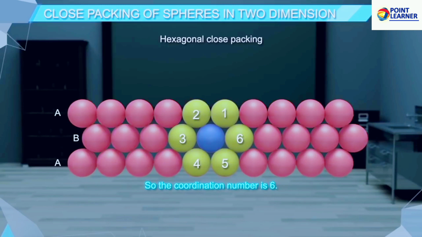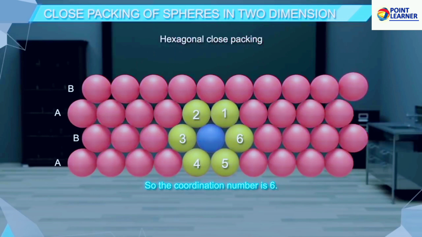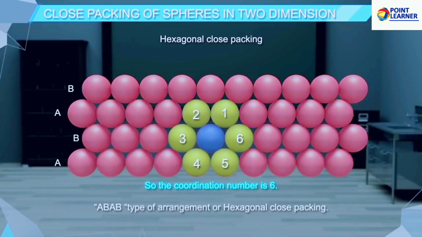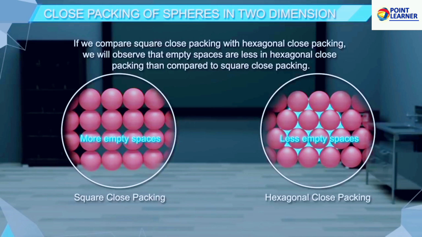Similarly, on placing the fourth layer, we will observe that the fourth row of spheres are aligned with those of the second layer. Hence, this type of arrangement is known as ABAB type of arrangement or hexagonal close packing. If we compare square close packing with hexagonal close packing, we will observe that empty spaces are less in hexagonal close packing than compared to square close packing.